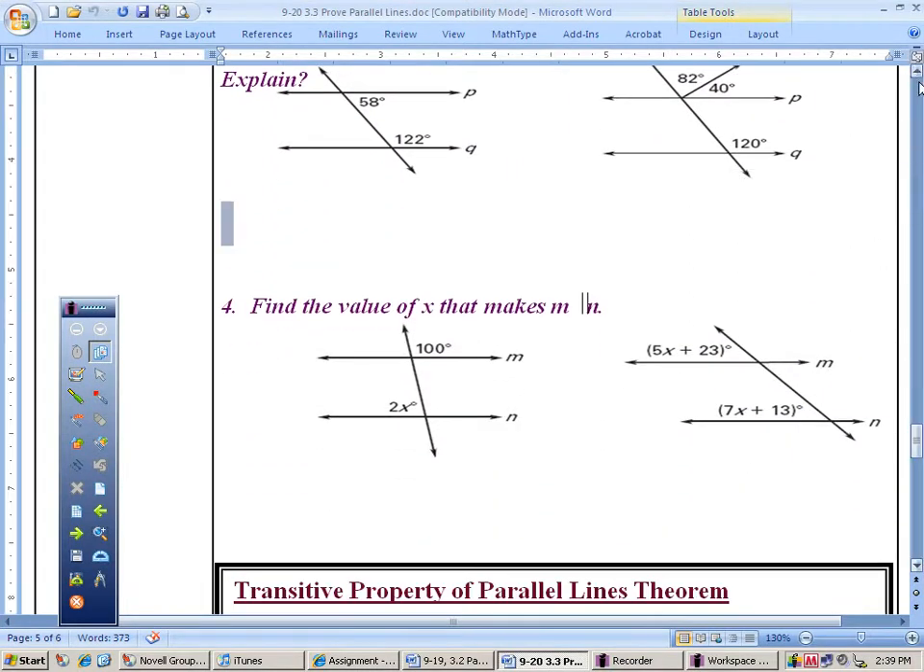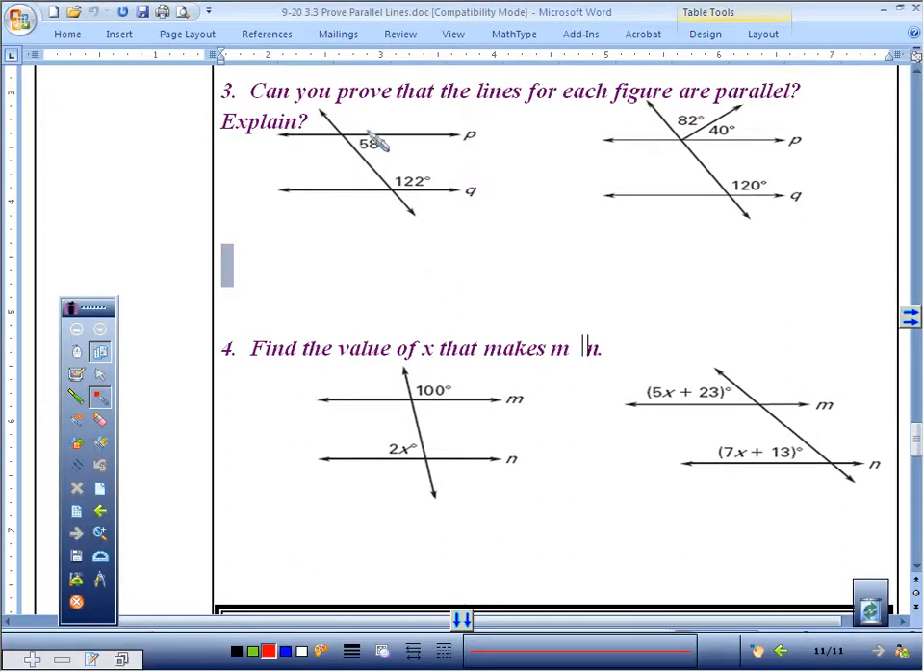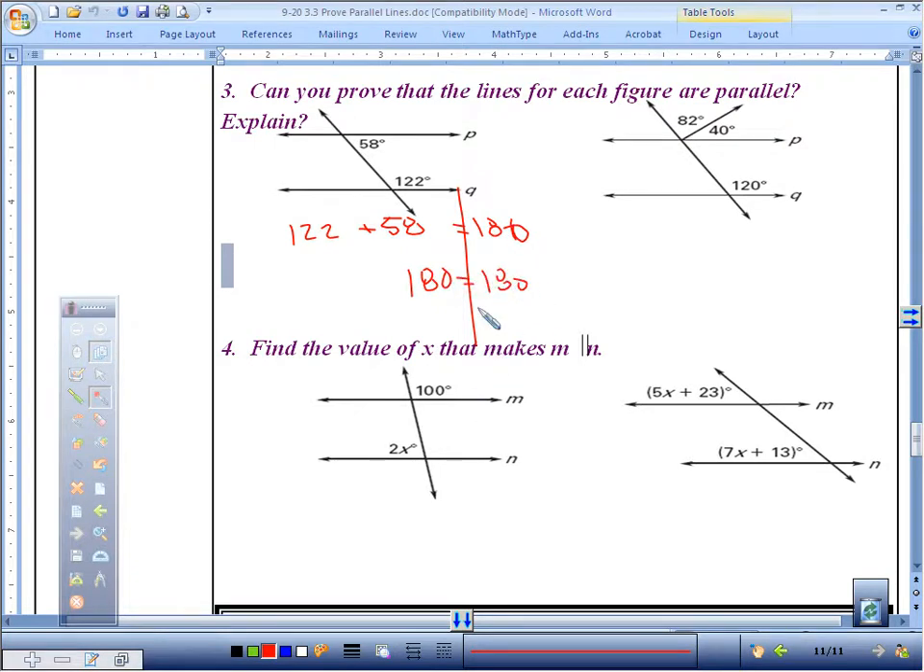And if I work on these practice problems, can we prove that? So does 122 plus 58 equal 180? If I combine the like terms, it does. So yes. How would we do that? We do that with the consecutive interior angles converse.